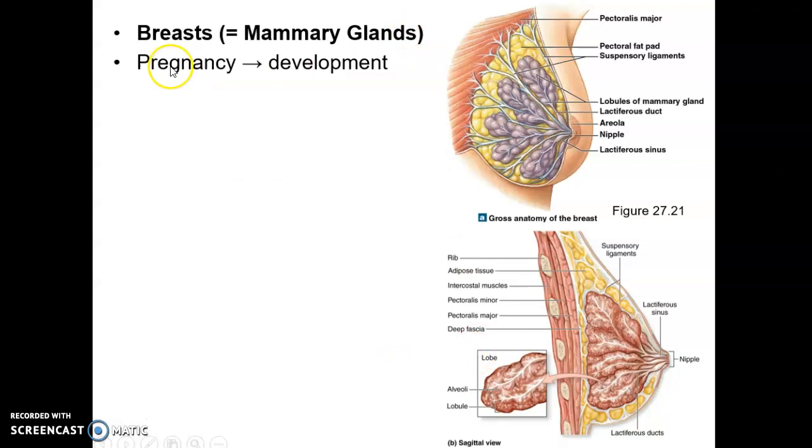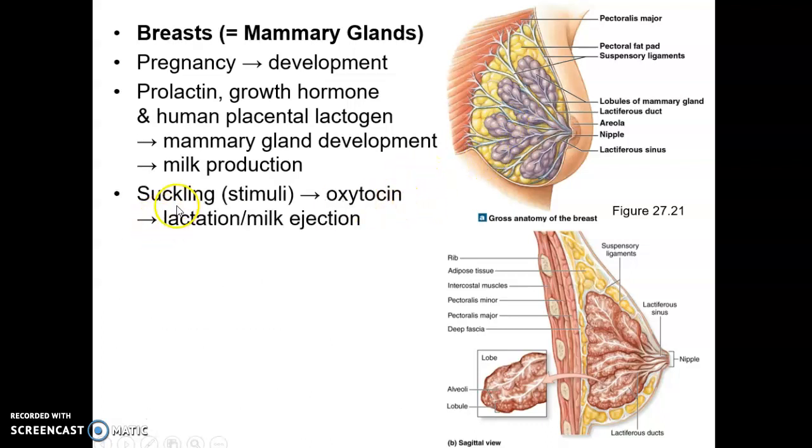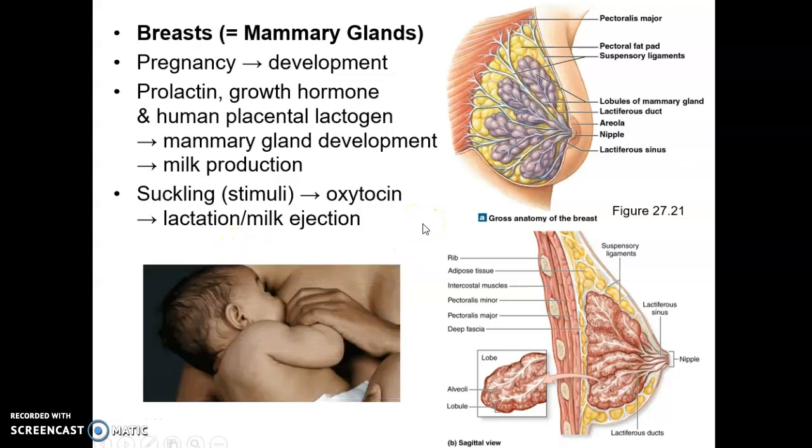Okay, so with pregnancy, the mammary glands, the breasts, develop and enlarge in response to prolactin and growth hormone and human placental lactogen from the placenta. They all contribute to mammary gland development and then milk production within the lobules within the breast. And then suckling from the baby is the stimulus to produce oxytocin, remember, from the posterior pituitary gland, and that leads to milk ejection. So mother's breast milk is best for our developing babies.